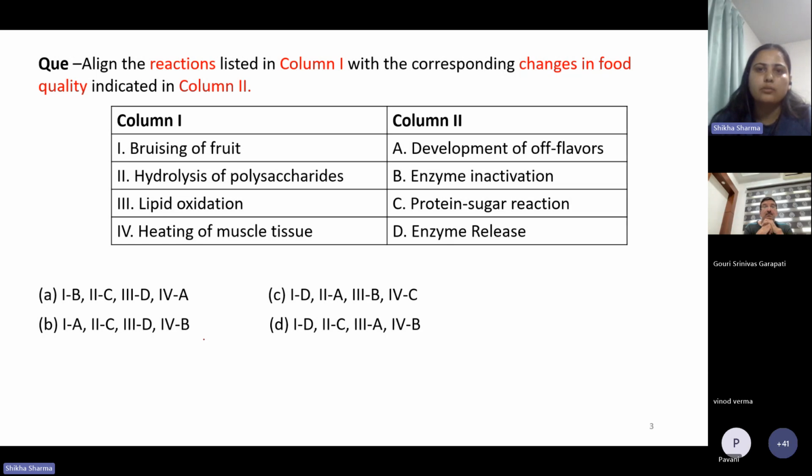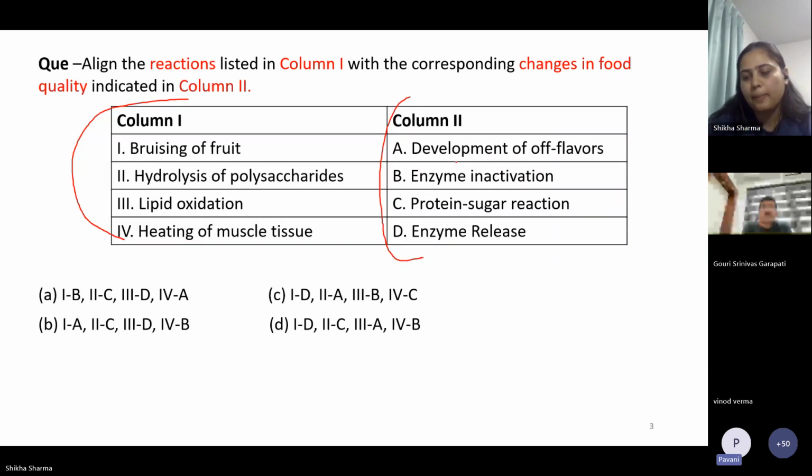Align the reactions listed in column 1 with the corresponding changes in food quality indicated in column 2. In column 1, we have reactions like the bruising of fruits, hydrolysis of the polysaccharides, lipid oxidation, heating of muscle tissues. And in column 2, we have the changes in food quality, like the development of off flavors, enzyme inactivation, protein sugar reaction, and the enzyme release. Anyone of you would like to solve the problem and give an answer? Anyone? When there is a bruising of the fruit, what does it create? Let's see the answer.